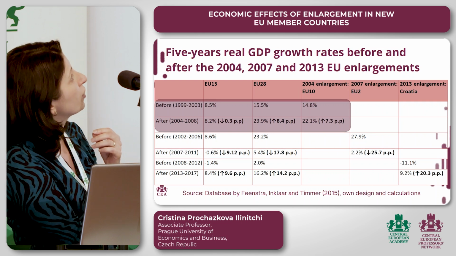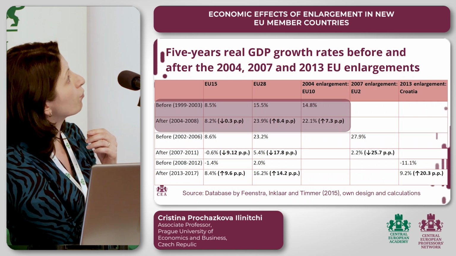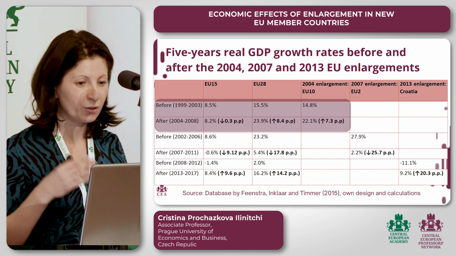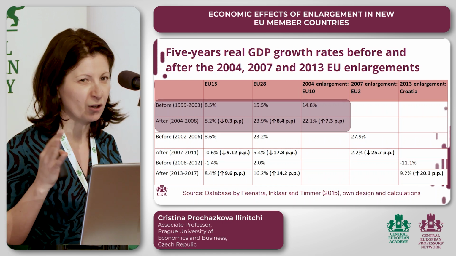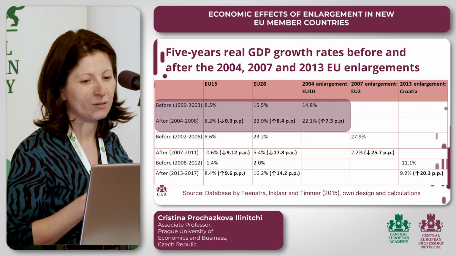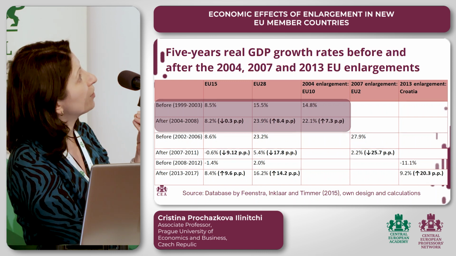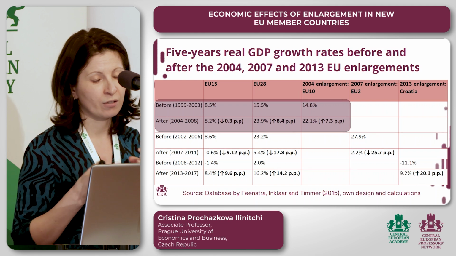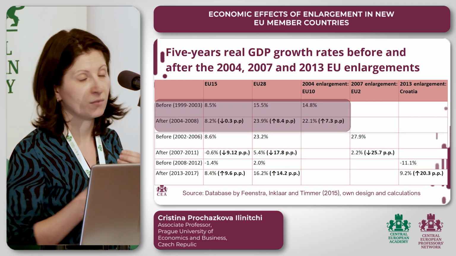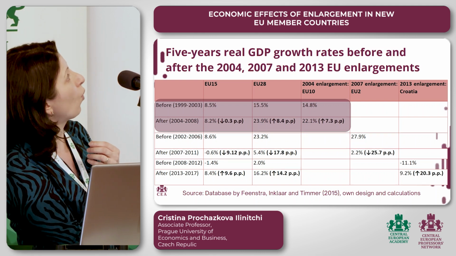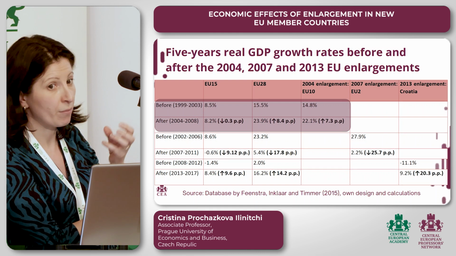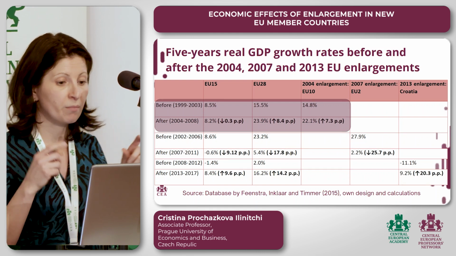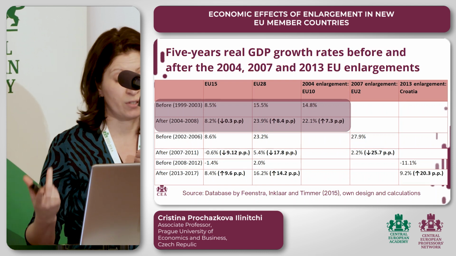If we look at the old member states and the new member states in terms of real GDP growth, why real GDP? To get rid of inflation, to make sure the data is not impacted by the inflation rate. For the 2004 enlargement, we have quite clear growth effects. Compared to the old member countries, the EU 15, the new member countries experienced a much higher GDP growth after the accession.